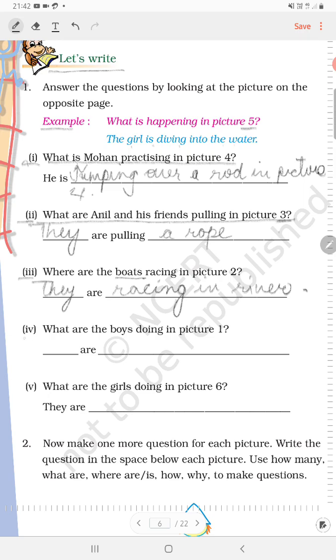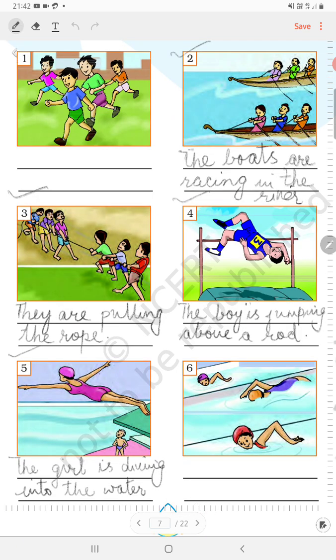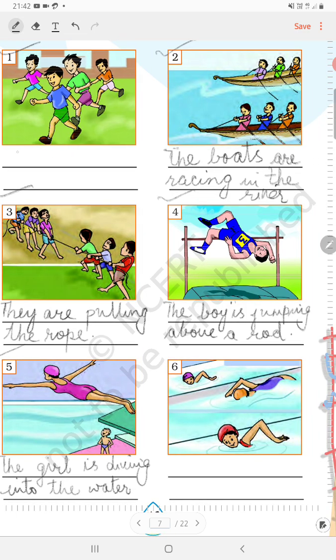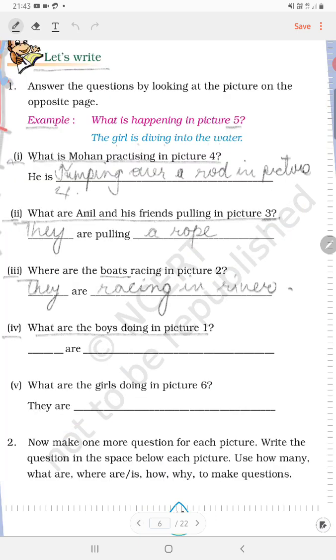Okay. Next, what are the boys doing? What are the boys doing in picture 1? Let's see what is there in picture 1. The boys are running. Okay. So let's write it down here also.